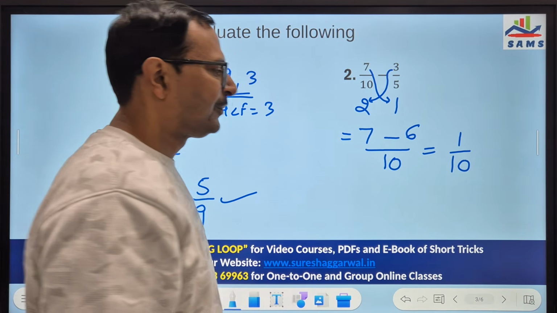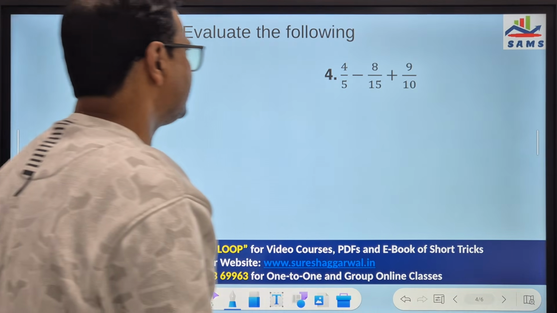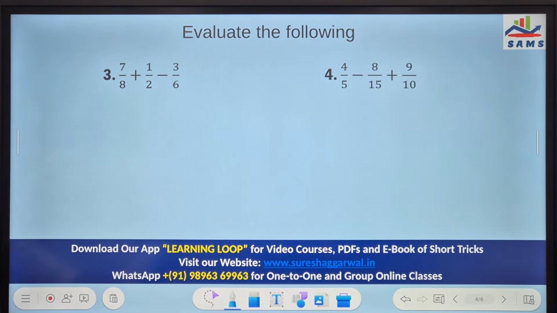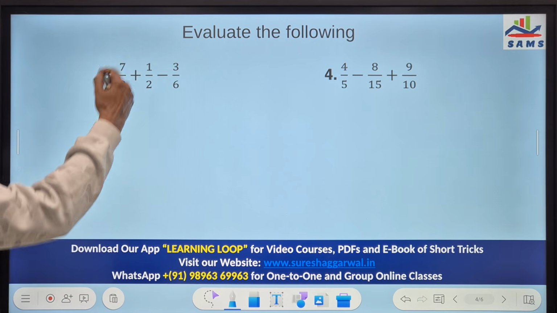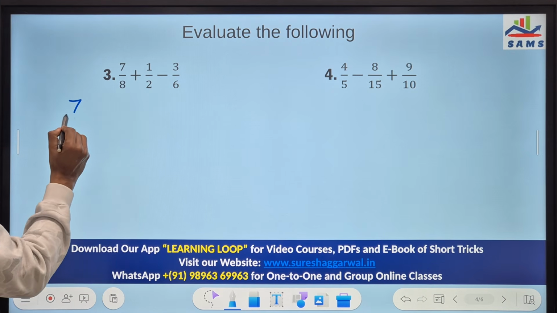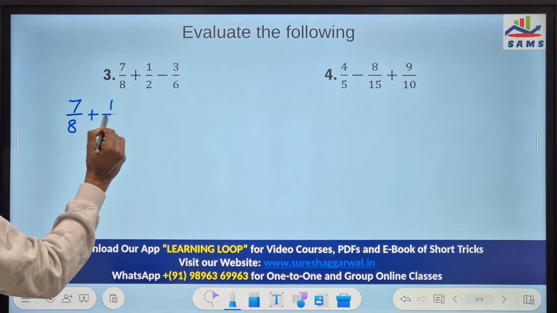See, so quick. Now let's do some higher calculations. Here you can see we have 3 different fractions and we will use the same method to find the sum and difference of these 3. So first of all I will take 7 by 8 plus 1 by 2.